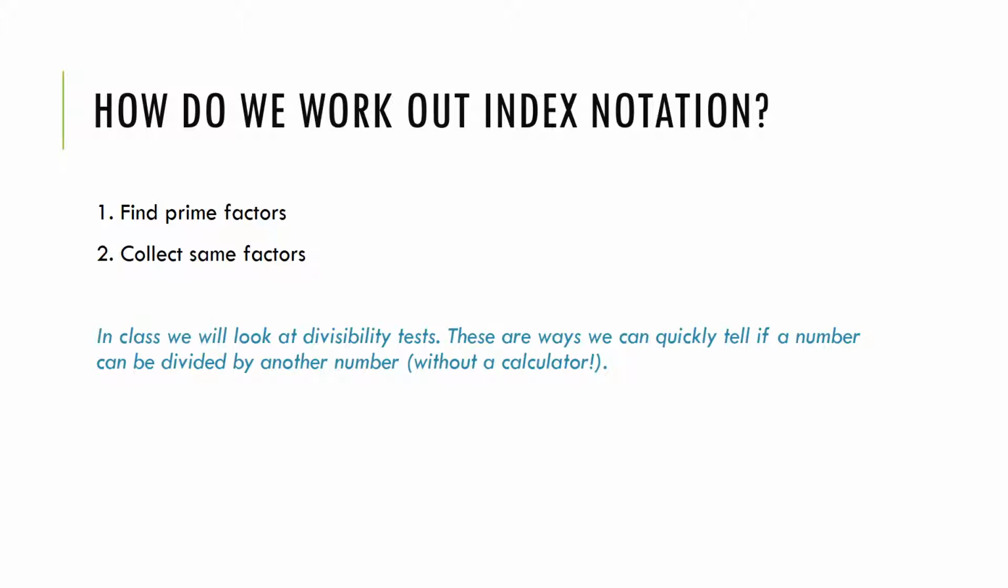We're going to be looking at things called divisibility tests in class, which are just a way of quickly telling if a number can be divided by a certain number. You already know a few of these, things like 10. If a number can be divided by 10, it's going to end in a 0. So this one is divisible by 10, and this one isn't. If it's even, it's going to end with a 2, 4, 6, 8, or 0. So these are two of the divisibility tests, but we're going to look at a few more in class.